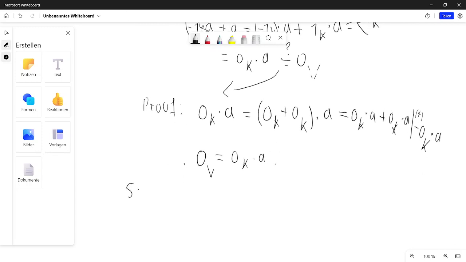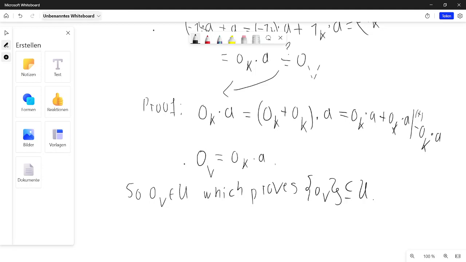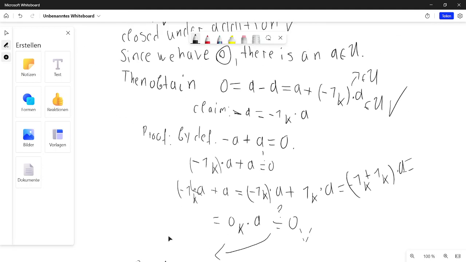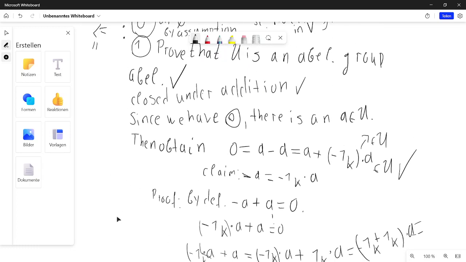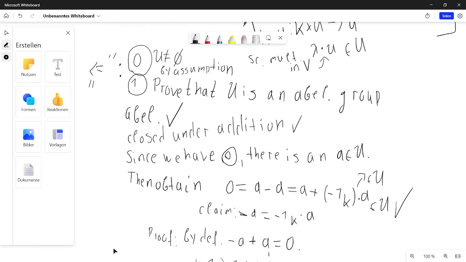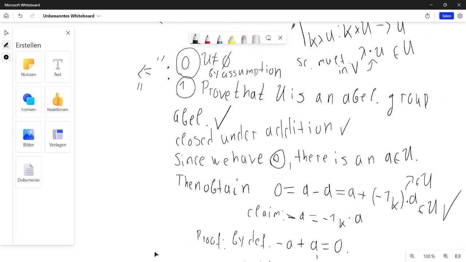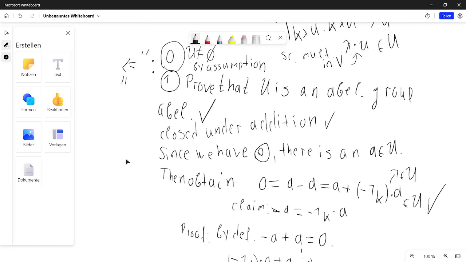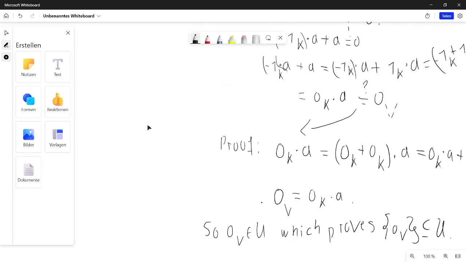So 0v is in U, which proves what we wanted to prove, 0v in the subset U. Right. What else do we need to prove? Well, actually, all properties of a vector space, right? It's such a hassle, but okay, we'll do that, at least to some extent.